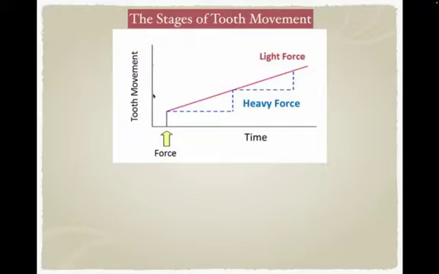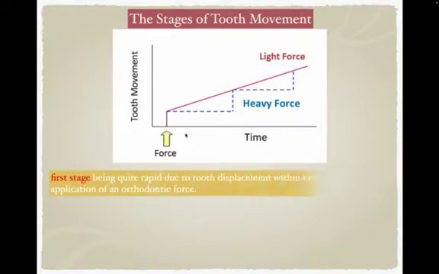Here is the tooth movement. This is the time. And the first stage of the tooth movement is the result of displacement of the tooth within the periodontal ligament. As you can see here, you simply apply the force to the tooth, and a huge jump happens, like this one from here to here. At time 0, you apply the force, all of a sudden the tooth moves a huge amount. That's what we call the first stage of tooth movement.